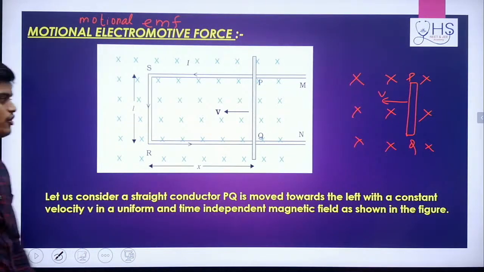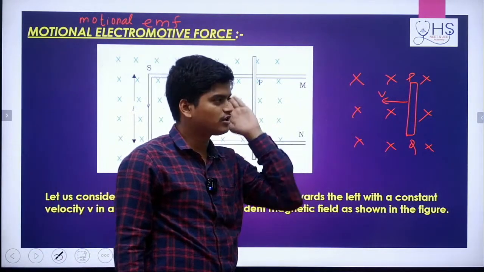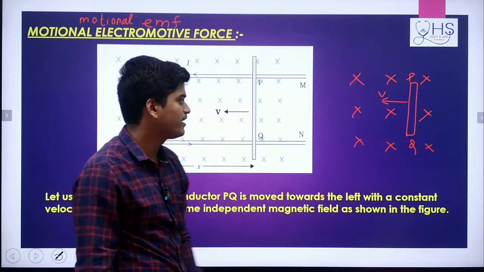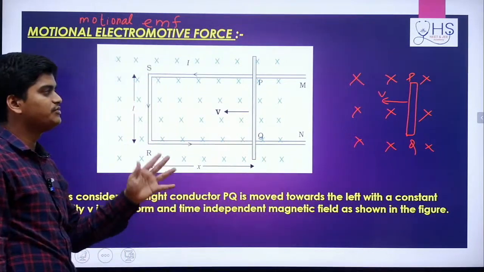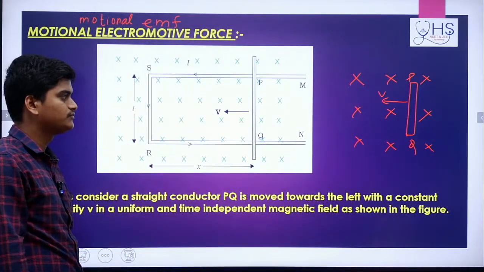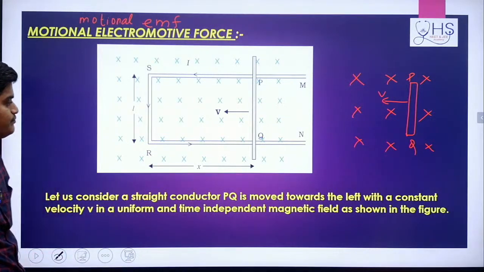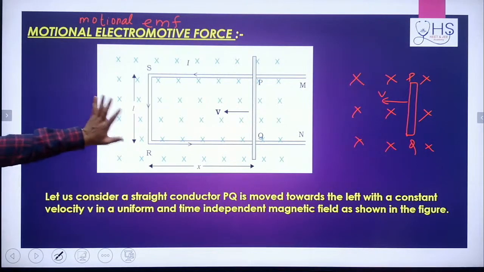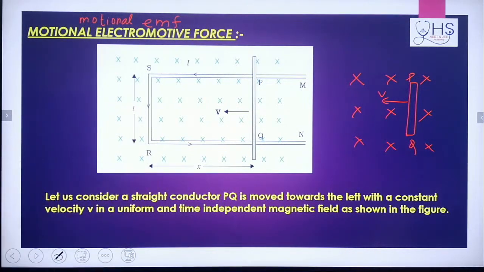Or you can say a running conductor. When this conductor is moving in a constant uniform magnetic field, a running conductor is behaving like a cell or battery. So for this one, first we will discuss a small derivation. First you need to draw this picture. You can pause the video and draw it.